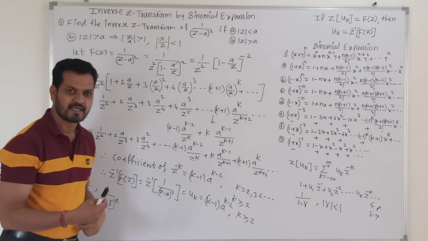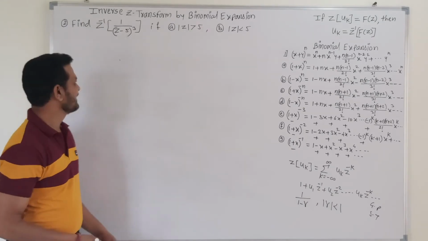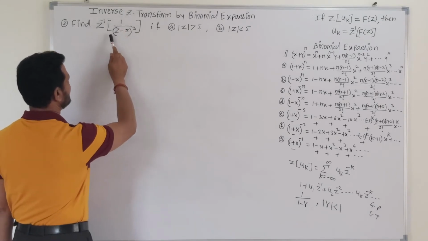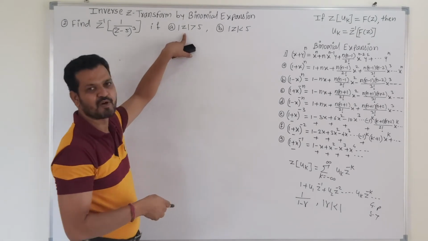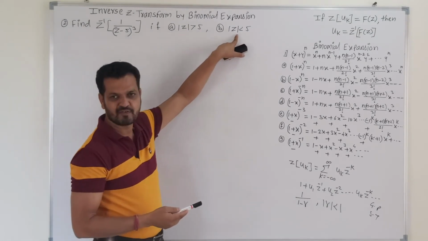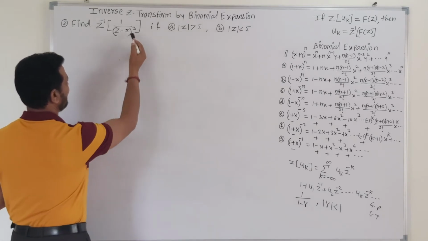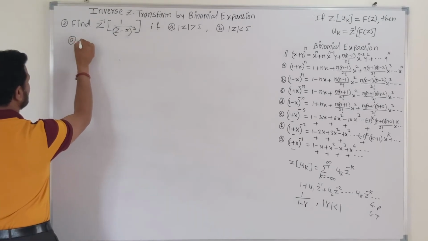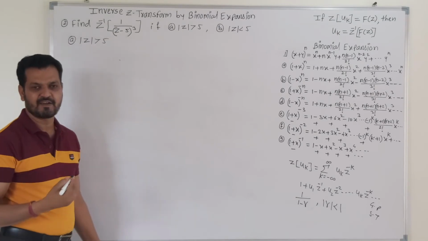Now let's take the second example. Now friends, second example is find the inverse z transformation of 1 upon z minus 5 its cube if region of convergence is mod of z is greater than 5 and second region of convergence is mod of z is less than 5. Now friends, here power of this term is 3. So now first we will solve this example for the region of convergence mod of z is greater than 5.